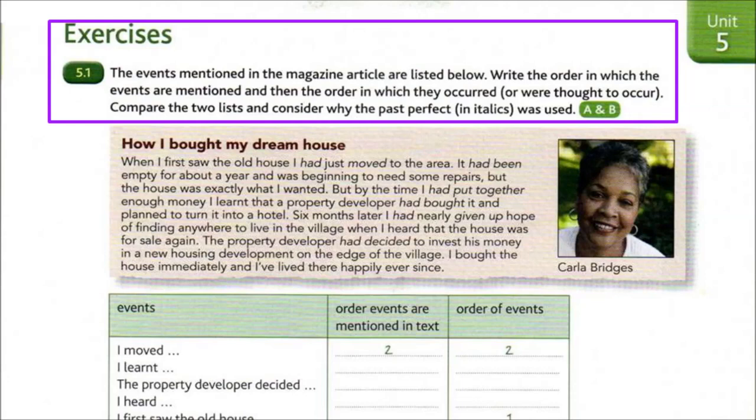Exercises. 5.1. The events mentioned in the magazine article are listed below. Write the order in which the events are mentioned, and then the order in which they occurred, or were thought to occur. Compare the two lists, and consider why the past perfect, in italics, was used.